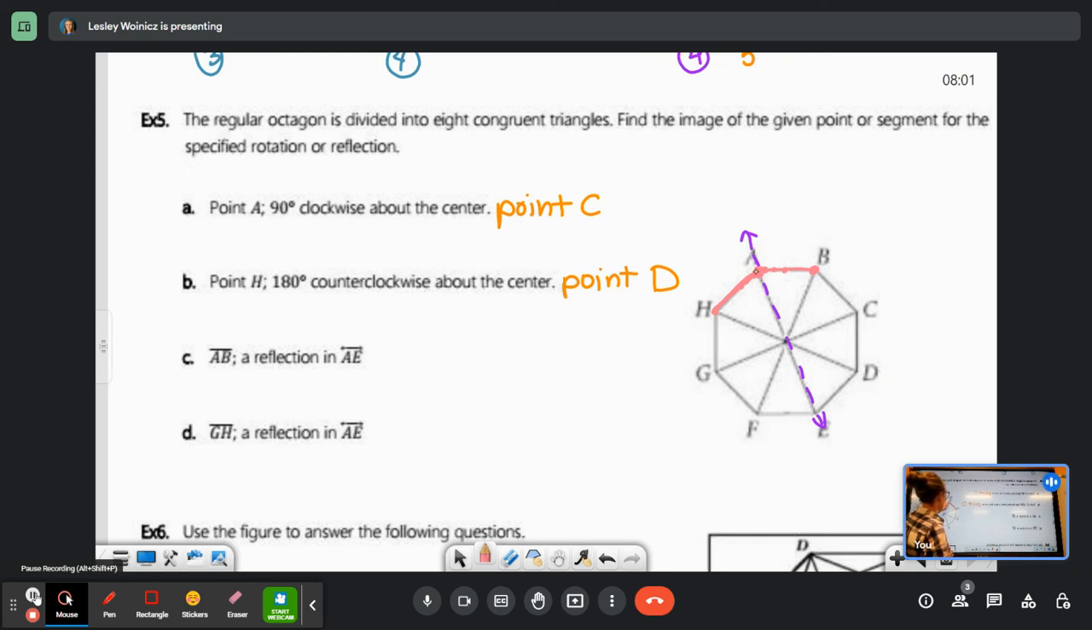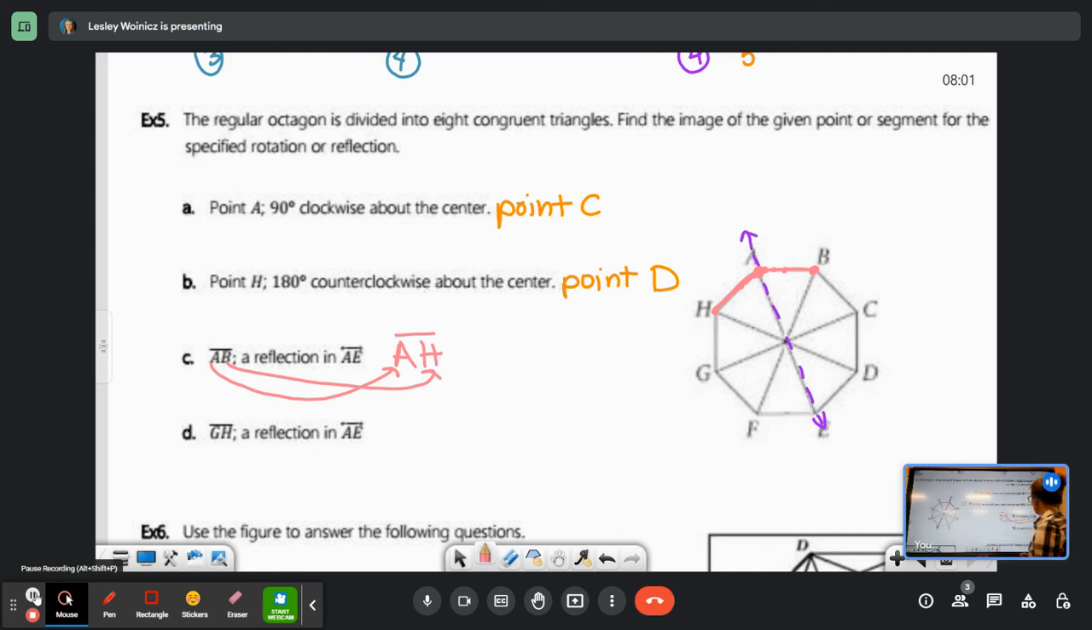A stayed where it was, and B went to H. So this will be AH. Notice the order. The A went to the A, and the B went to the H. Okay, that's going to be really important for us.